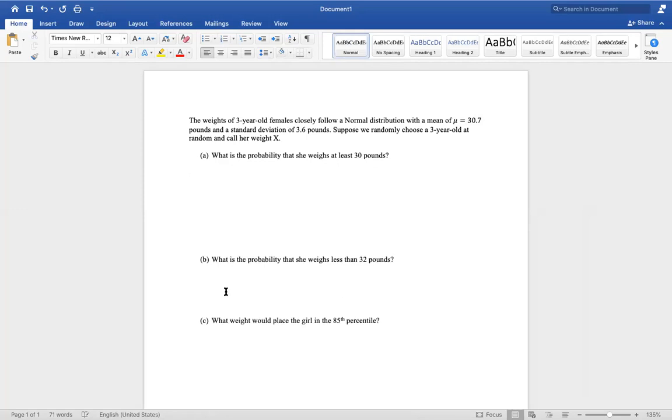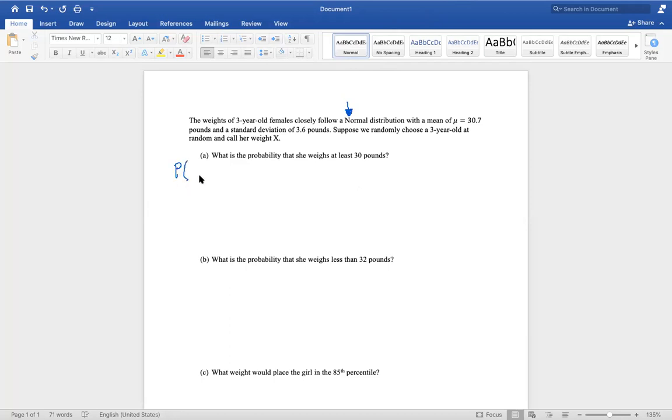Let me actually space these out a little bit more to get myself some more room to work. So part A of this question: what is the probability that she weighs at least 30 pounds? I think a good starting point for any continuous random variable problem or any normal distribution problem, remember that is a very key word right here, normal. That means normal distribution calculations apply.